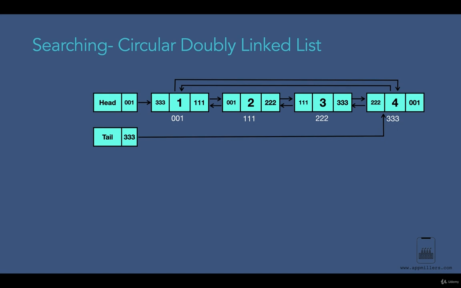Alright, in the last lecture we learned how to traverse and reverse traverse through CircularDoublyLinkedList. Now in this lecture we are going to use traversal to find a given node in CircularDoublyLinkedList. So let's say we have a CircularDoublyLinkedList like this.